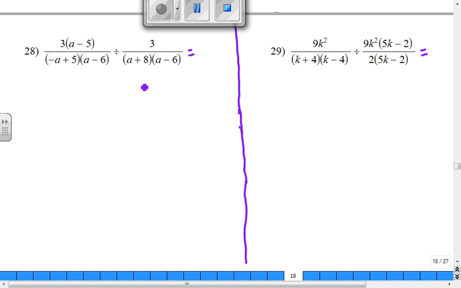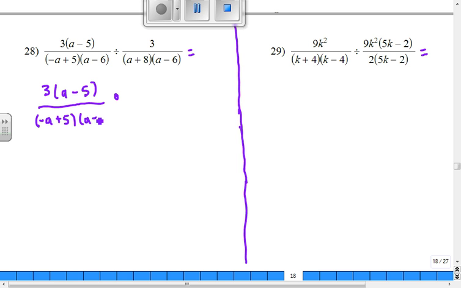Okay, we have division here. We know that when we divide fractions, we take the second fraction and flip it upside down. Meaning we take its reciprocal. So once we take the reciprocal, it becomes a multiplication problem. Because multiplying by the reciprocal, the flip, is the same as dividing. So we're going to flip the second fraction. So we have a plus 8 times a minus 6 all over 3.